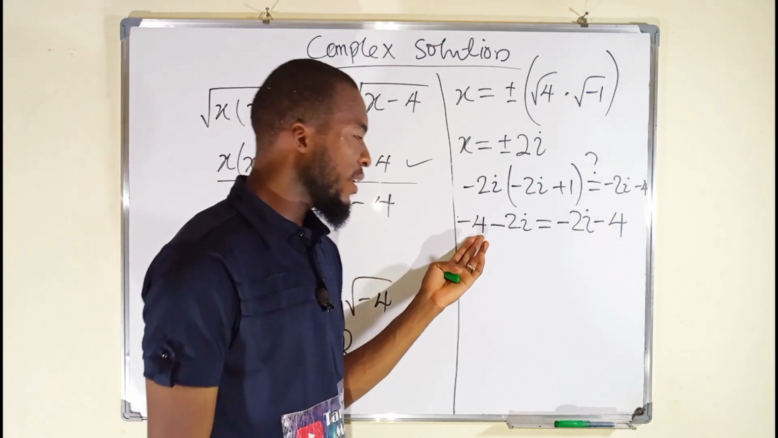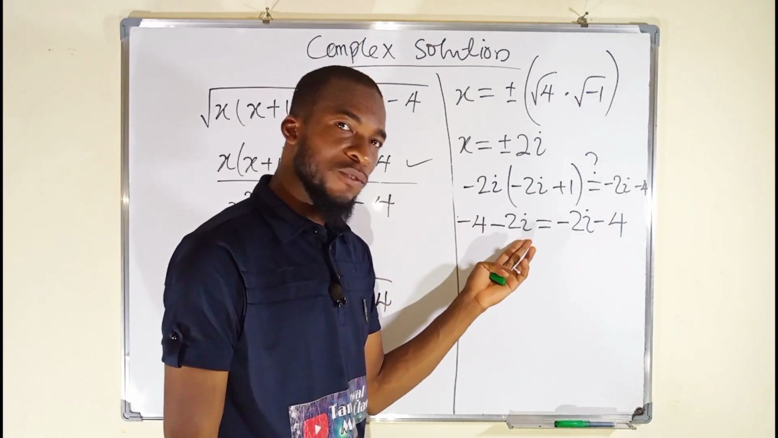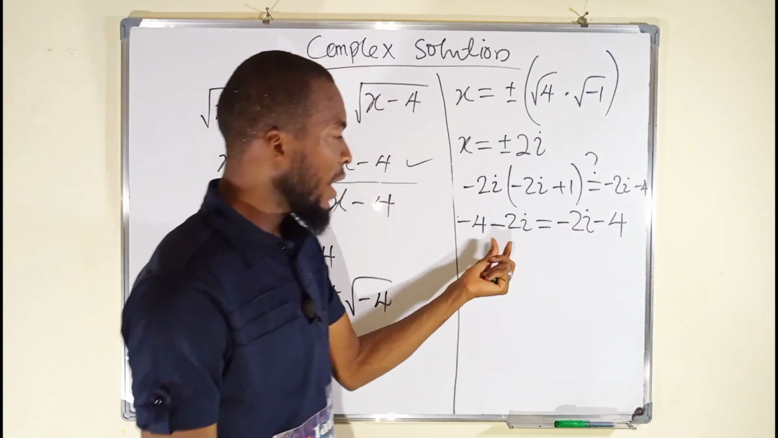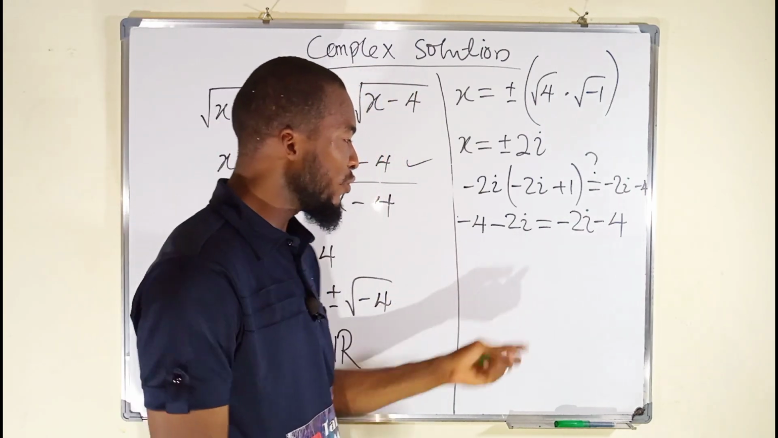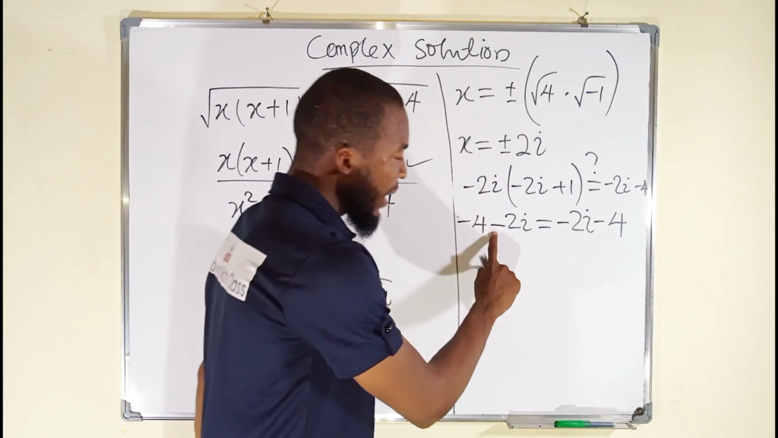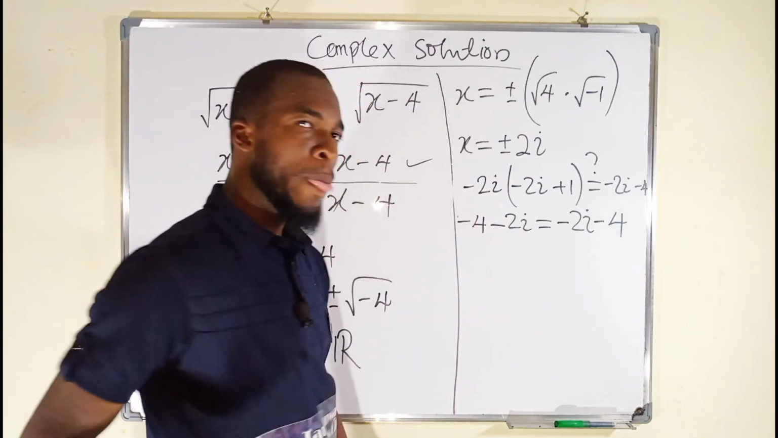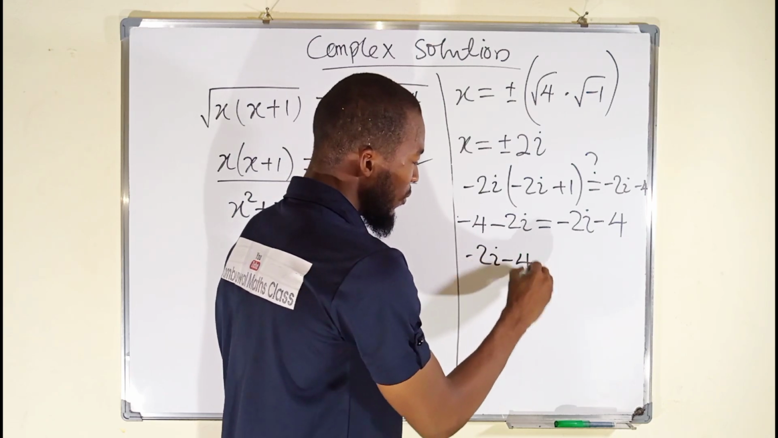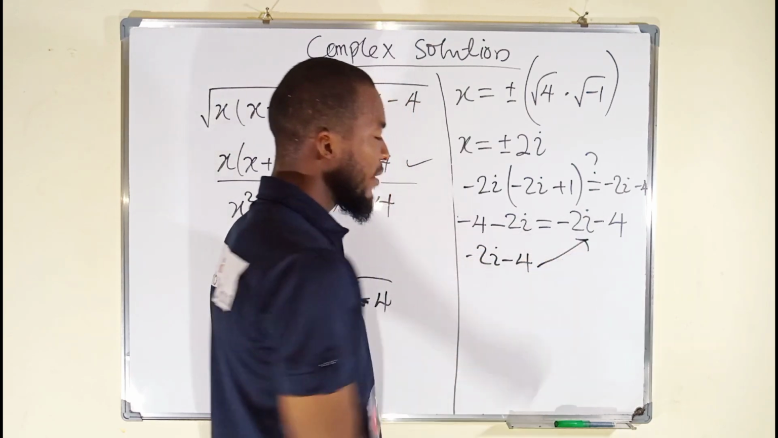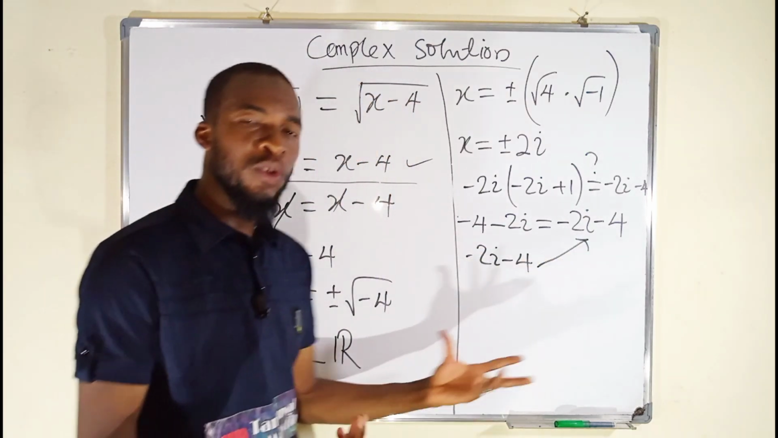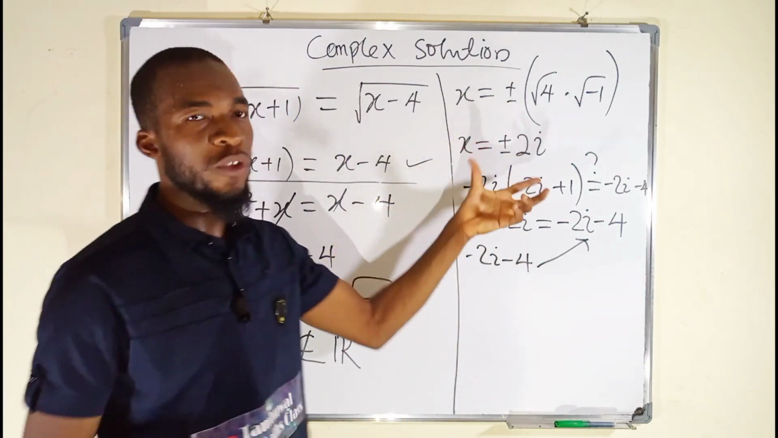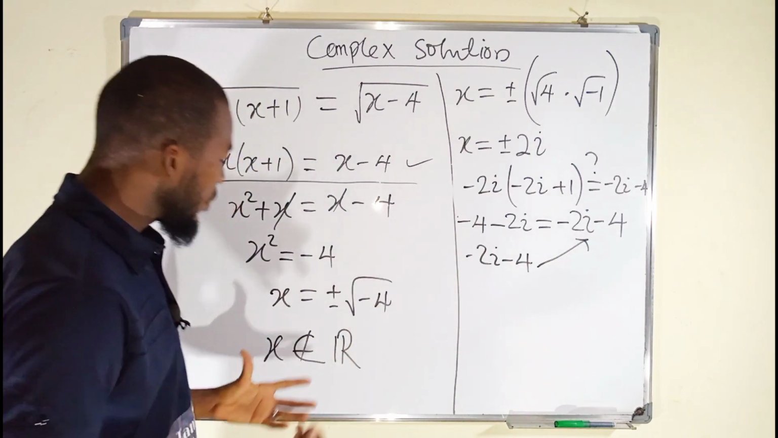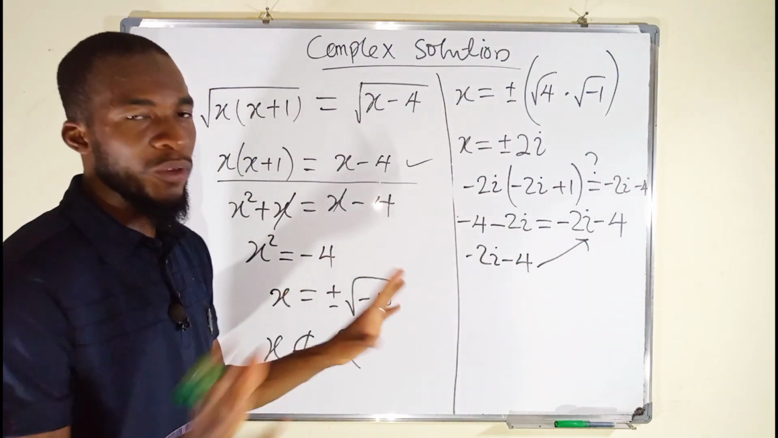So you can see that negative 4 minus 2i is exactly as negative 2i minus 4. If you like, you can interchange this, because I told you they are interchangeable. You can write minus 2i before negative 4. Minus 2i minus 4. You can see it is exactly as this. So we can conclude by saying that x is equal to plus or minus 2i in the complex world, but in the real world, x does not belong to the set of real numbers.